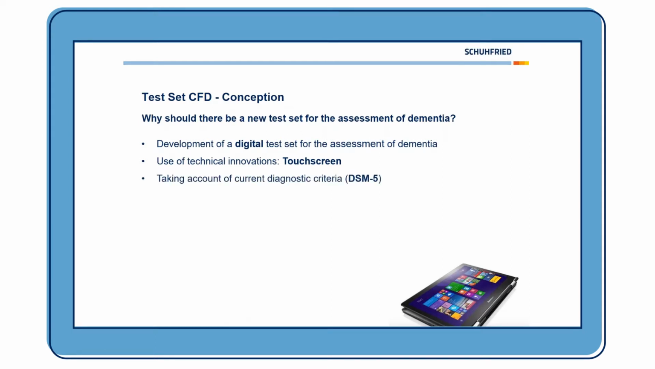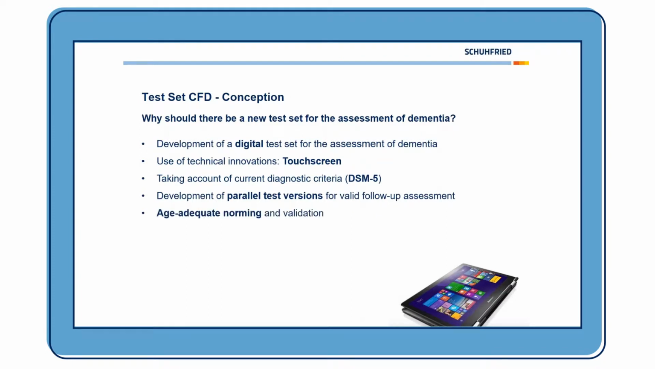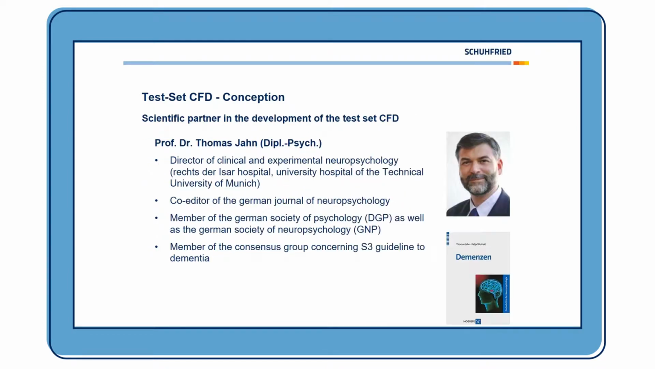Of course, we took account of the current diagnostic criteria for a neurocognitive disorder in the DSM-5. And we also developed parallel test versions so we can have valid follow-up assessments. We conducted age-adequate norming and validation. As you will see later on, we used some very innovative psychometric scoring methods like norm adjustment, which I will show you at the end of this webinar as well. Our aim was to have a reasonable duration time below 50 minutes, especially important for elderly people.